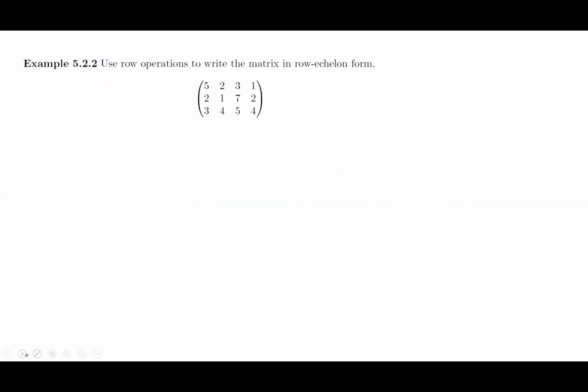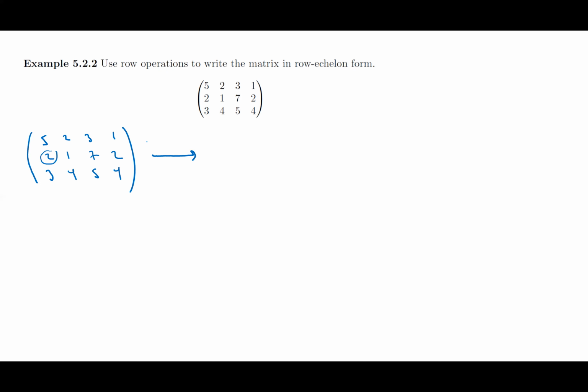So let's try that with this. Let's put this in row echelon form just for practice, okay? And so I'm gonna play that same game here. 5, 2, 3, 1, 2, 1, 7, 2, 3, 4, 5, 4. Okay, so remember my goal is to get my leading entry to be 1. And so to start with, how about we make just zeros where we want them. So I'm gonna turn this 2 into a 0, all right?